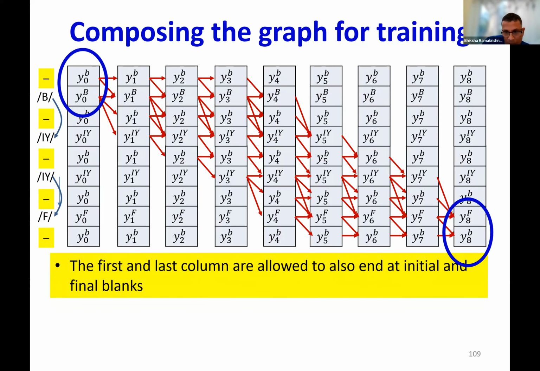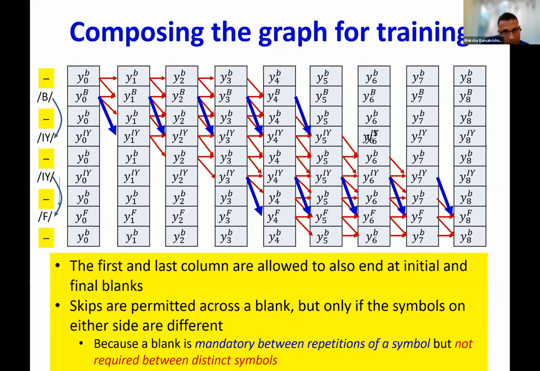So assuming that we understand where this graph comes from, note that the first and last columns are also allowed to end at initial and final blanks because these are invisible. Skips are permitted across a blank, but only if the symbols on either side are different. So for blank and blank, the symbols on either side are the same, so there's no skip from the first row to the third row. For B and E, the symbols on either side are different, so there's a skip from B to E.